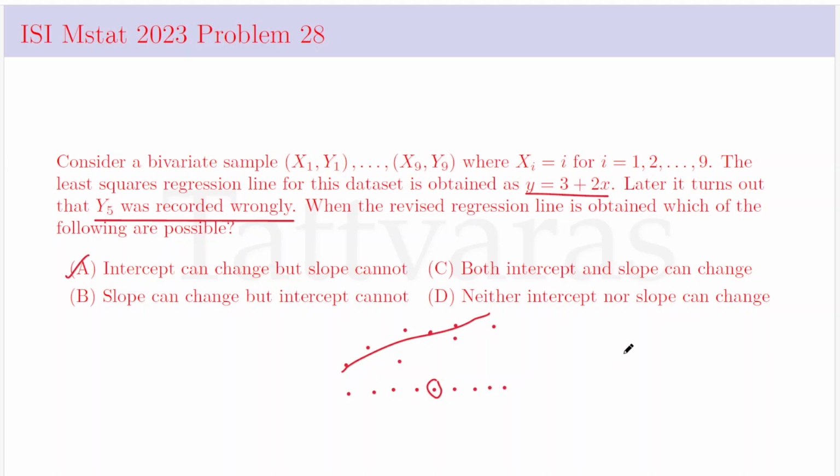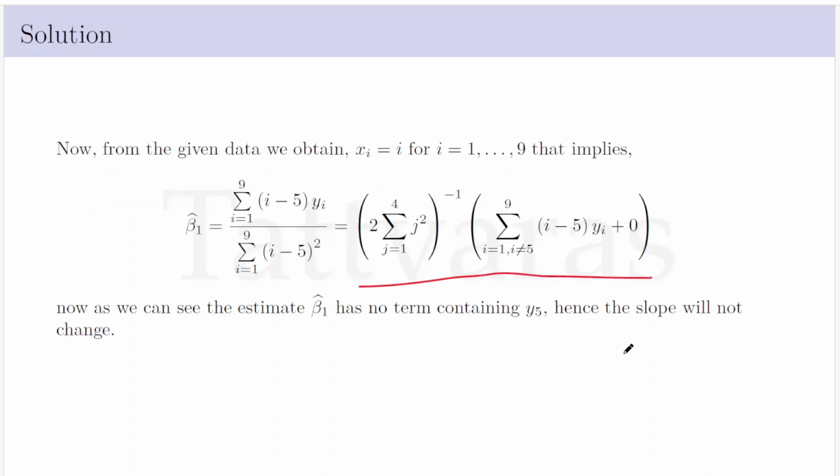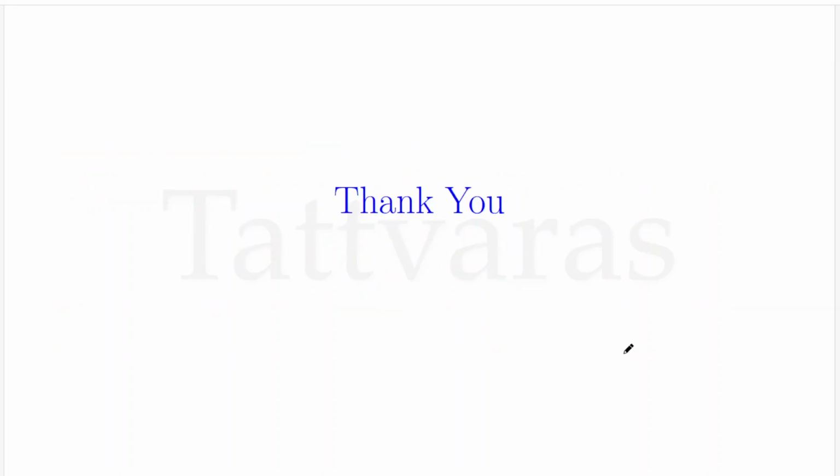This is a very interesting and conceptual problem, and the main concept is how we get the coefficients in a linear regression and how we consider those coefficients as a weighted sum of the observed responses. That is the key idea. So this is all about this video.